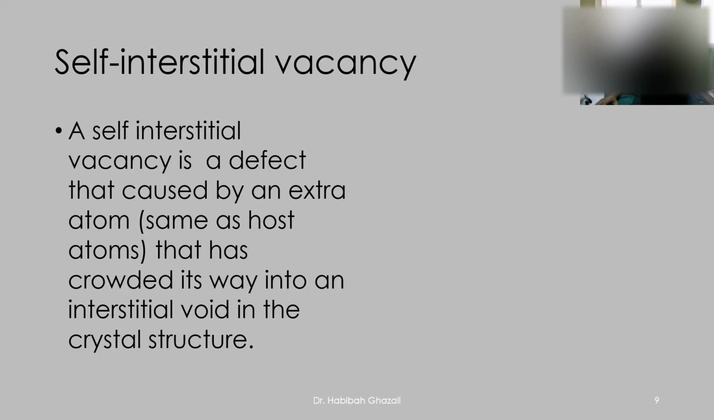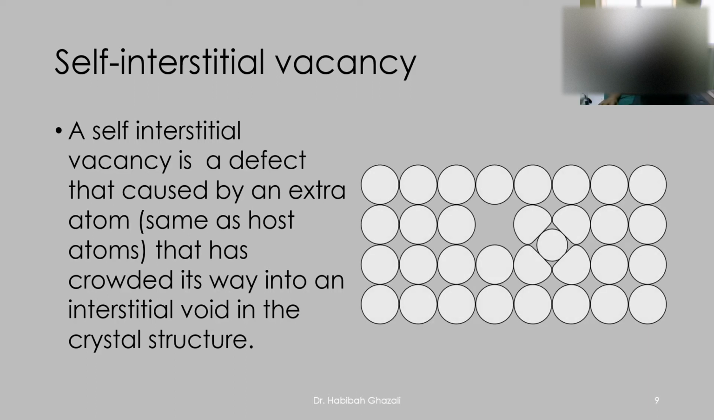A self-interstitial atom is when a defect is caused by an extra atom, the same as the host atom, that has crowded its way into the interstitial void in the crystal structure. If this is our crystal structure, this is the original lattice site of this host atom that you can see crowding itself into the interstitial space. So this is a self-interstitial point defect. This will also cause a distortion in the lattice structure, and therefore it will influence the mechanical properties of the material.